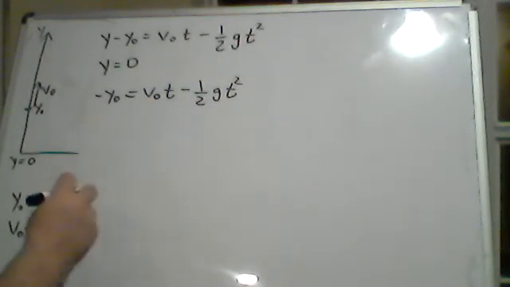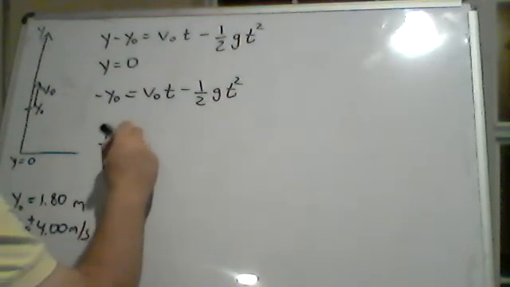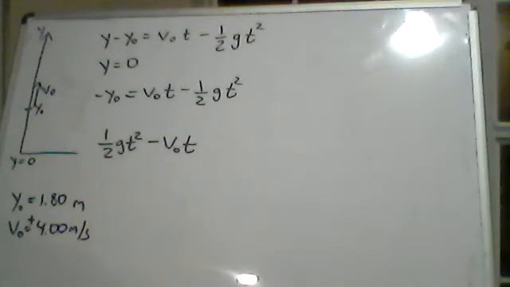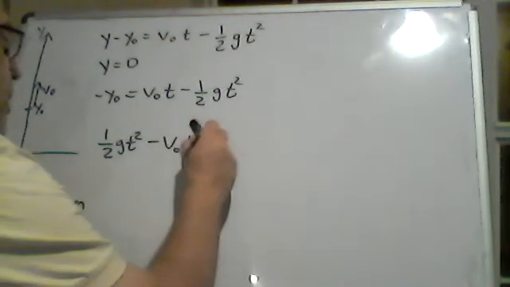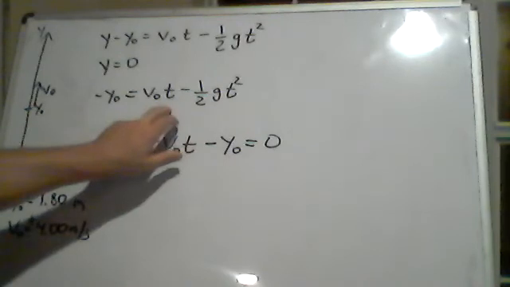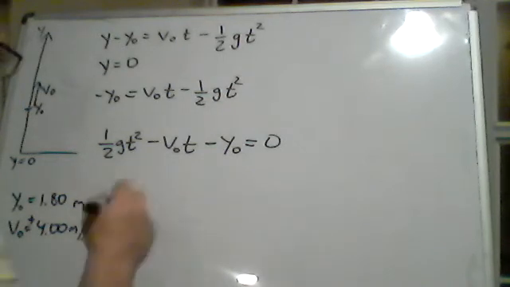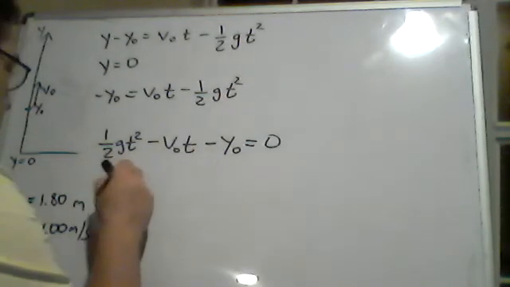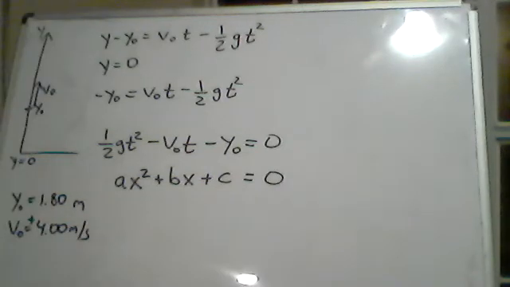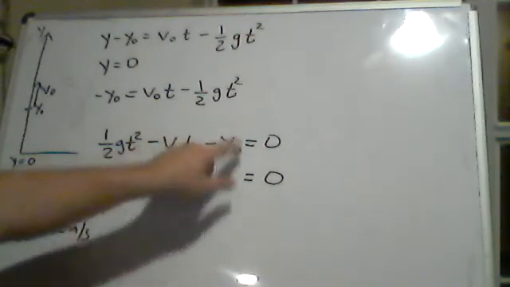If I do that, I find out that I will have 1/2 gt squared minus v naught t minus y naught equal to 0. All I've done is put 1/2 gt squared on the other side, and I subtracted v naught t on the other side. Now, remember a quadratic equation back from algebra. Remember we had ax squared plus bx plus c equals 0, right? Well, this is my a, 1/2 g. My b is negative v naught. My c is negative y naught.